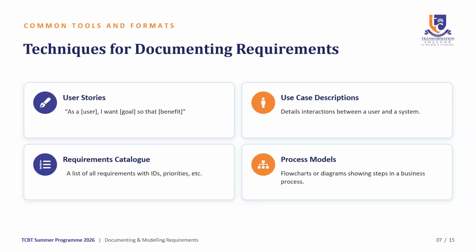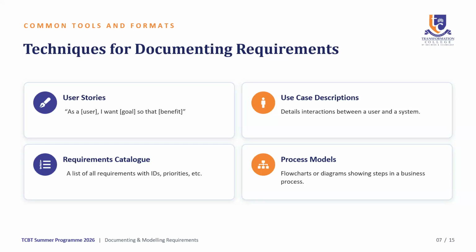What's the last one here? We have use case descriptions, like we said here. It's details of interaction between a user and a system. So this simply implies that it's a visual technique that is used by business analysts to show how different users or external systems interact with the system to achieve a particular goal. I had a diagram before. I just can't find it. It would have been easier to explain.